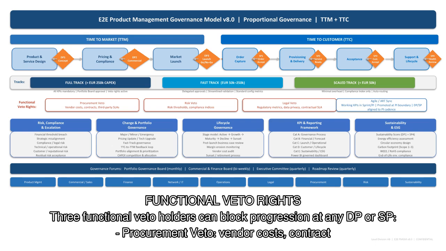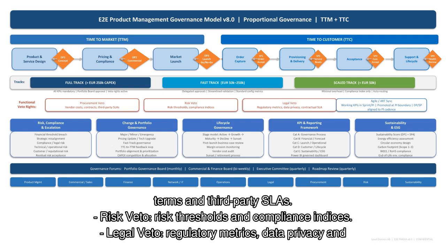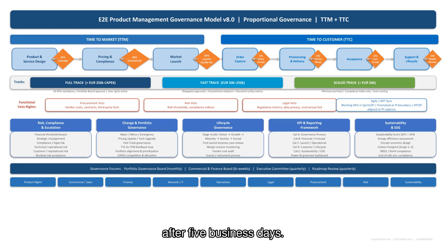Functional veto rights: 3 functional veto holders can block progression at any DP or SP. Procurement veto covers vendor costs, contract terms, and third-party SLAs. Risk veto covers risk thresholds and compliance indices. Legal veto covers regulatory metrics, data privacy, and contractual SLA compliance. If a veto is exercised, the 5-day escalation rule applies. Unresolved vetoes escalate to the portfolio owner after 5 business days.